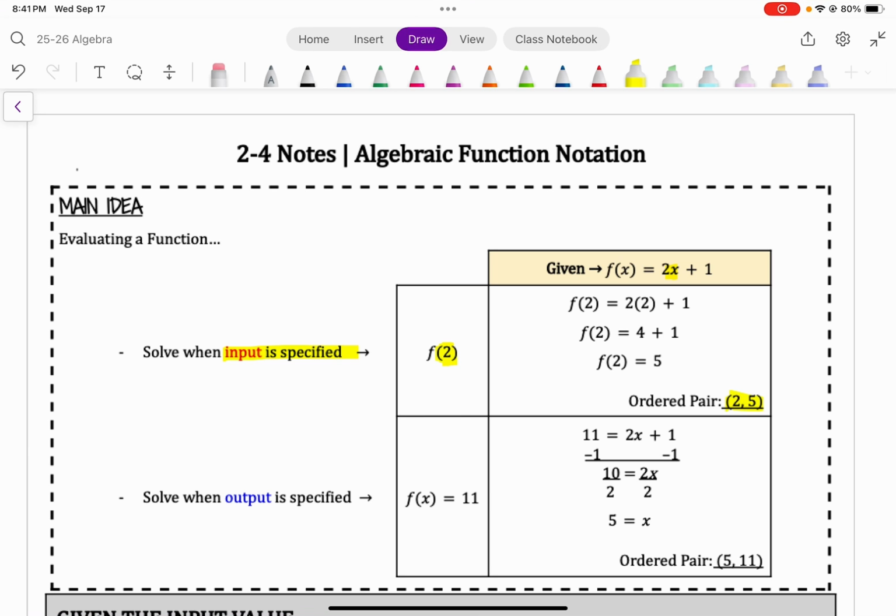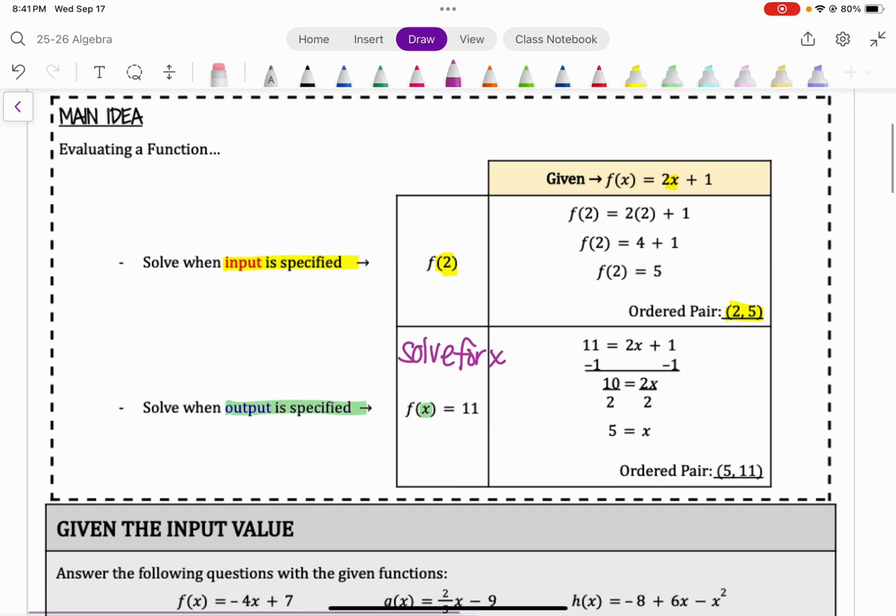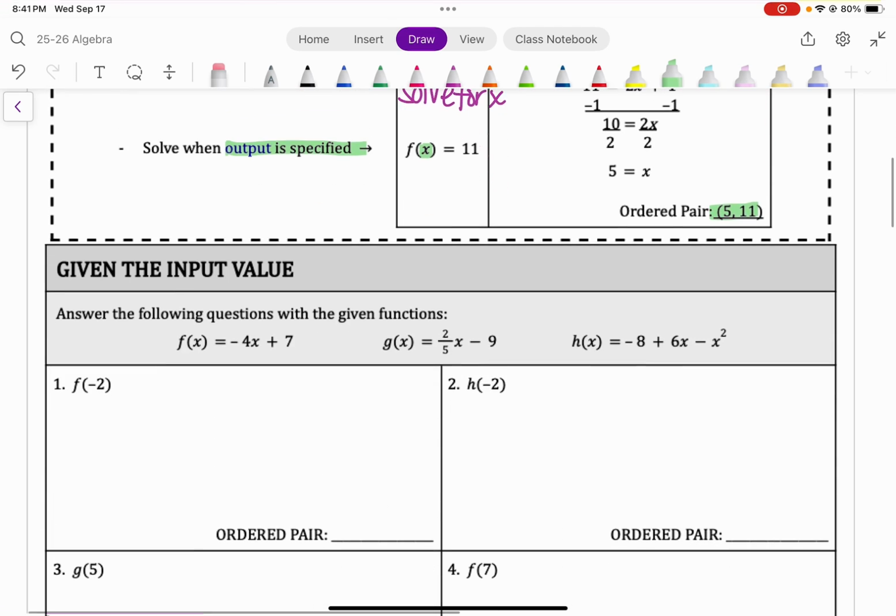generating the ordered pair. Now, sometimes we're going to have to solve when the output is specified, so that's when we're solving for x. I would say you're going to do both.